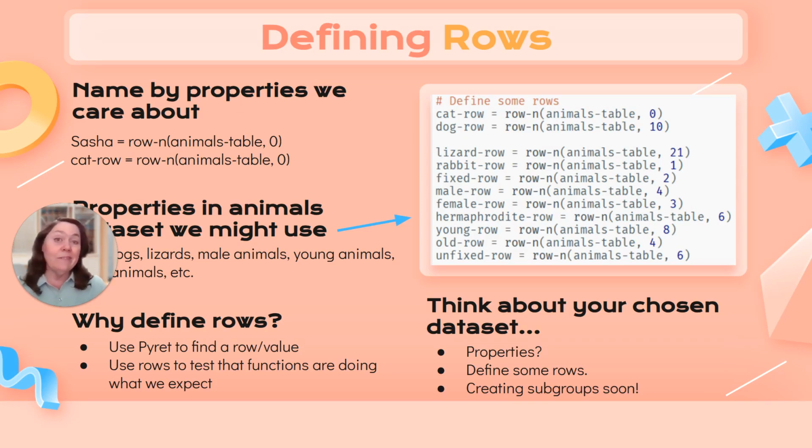So let's maybe name this cat row instead of Sasha row. We don't need to name every single row in the data set. Sometimes when I'm training, that's things that teachers think they have to do. We're not defining every single row. We can just find an example of a cat row and name it as cat row to be used as an example later on as we are using it.